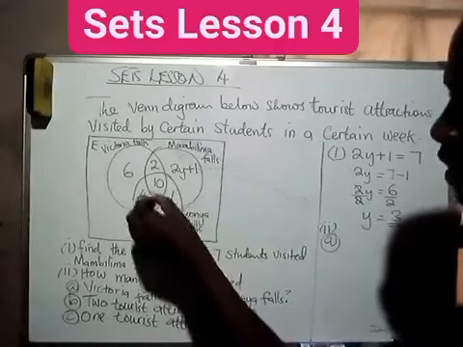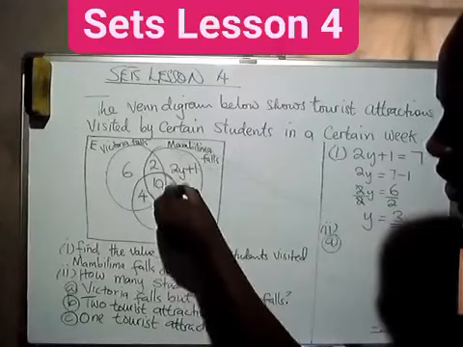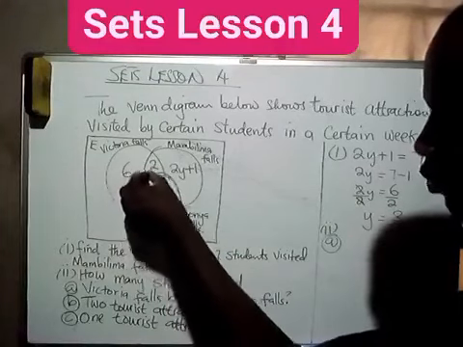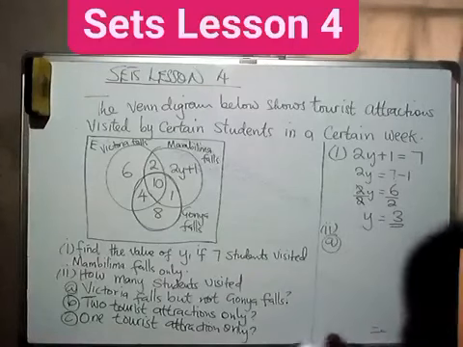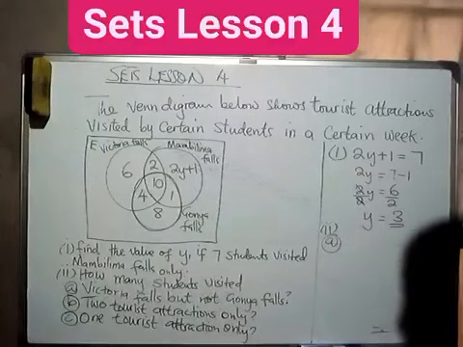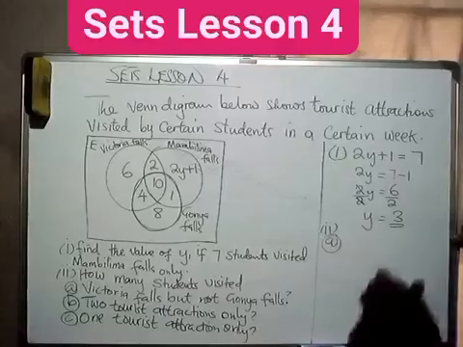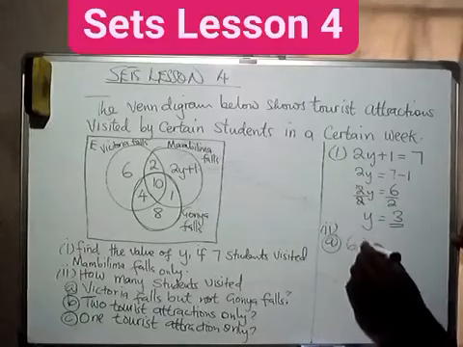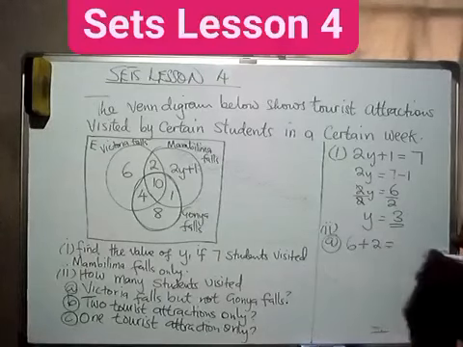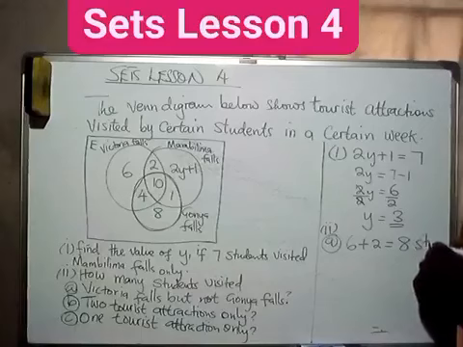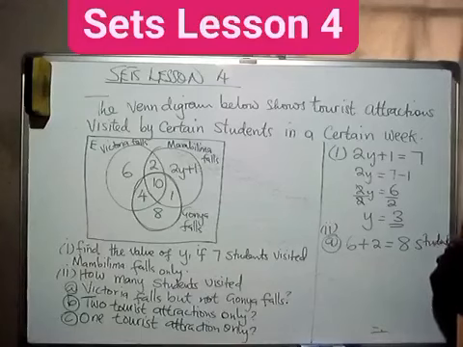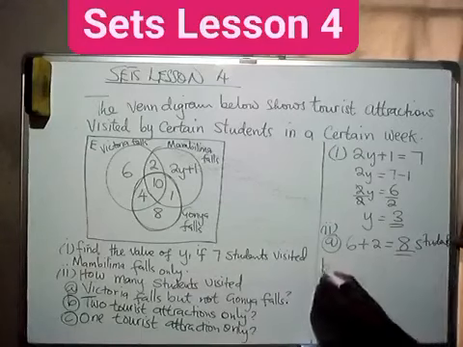So this tells us that Gonya is a complement. We are not touching everything in Gonya, but we are just touching those which are found in Victoria Falls. So therefore, we're going to have 6 plus 2. Okay, so the answer will be 8. So we're going to write 8 students. Then we go to B.